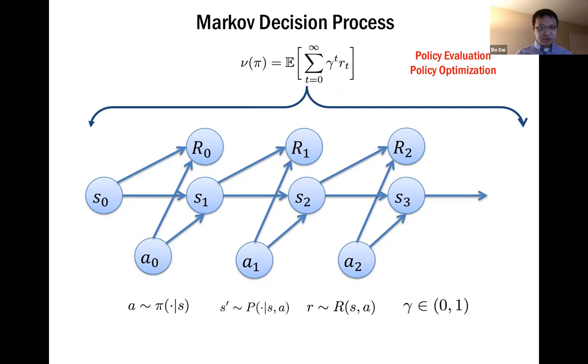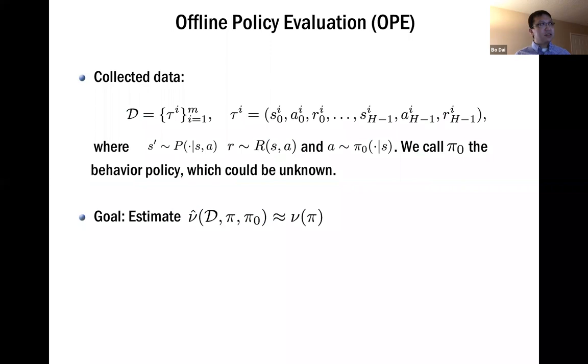So that's why in offline policy evaluation, we only have data collected from some pi zero, which is known as the behavior policy, to form the collected trajectories. But what we are interested in is the policy value of pi. So the goal of offline policy evaluation is how we can get an estimate of nu pi according to this data set. And the data set is constructed by some pi zero, which is different from your pi. And this is called offline policy evaluation.